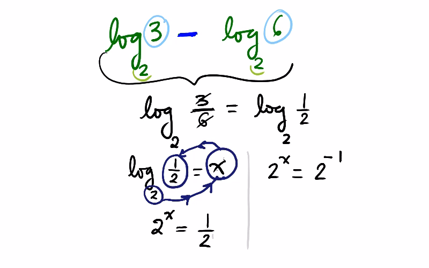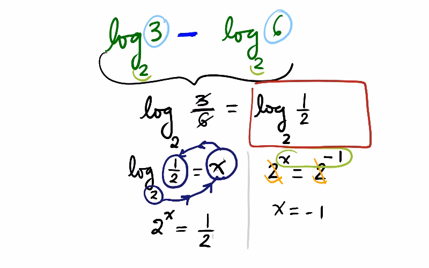So now that we look at the bases of these powers, they are exactly the same. We can even ignore them and say our answer is -1. So final answer for log of 1/2 in base 2 is -1, because 2 to the -1 is the same as a half.